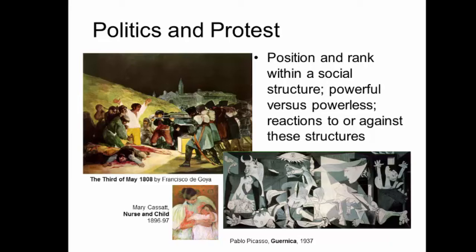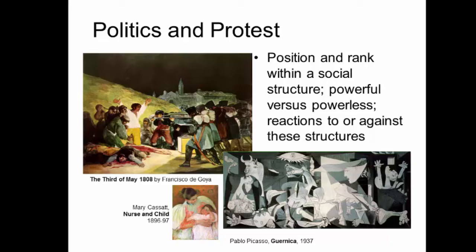So for example, if you look down in your lower left-hand corner, you see a painting by Mary Cassatt called The Nurse and the Child, and you want to think about who has the power here. The nurse is the employee, and so you have to think at some point that the child, even though they're dependent upon the nurse, has a certain amount of power.